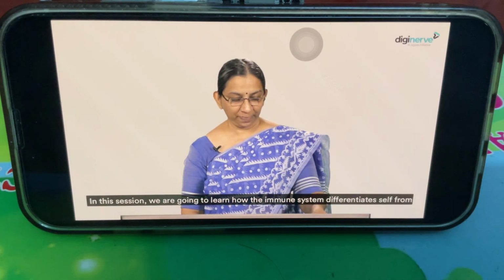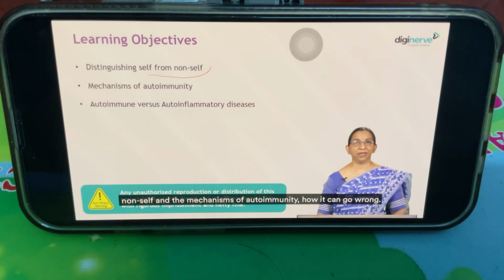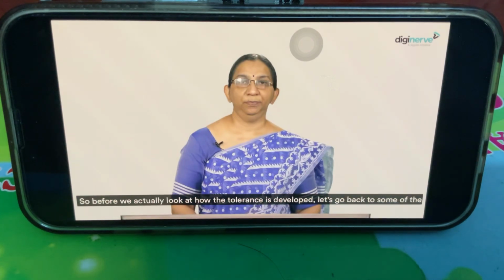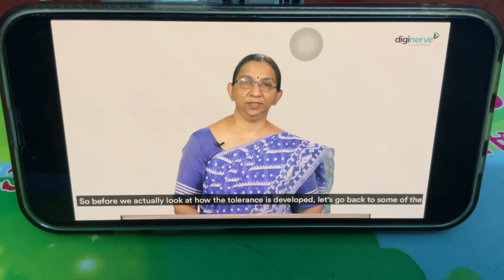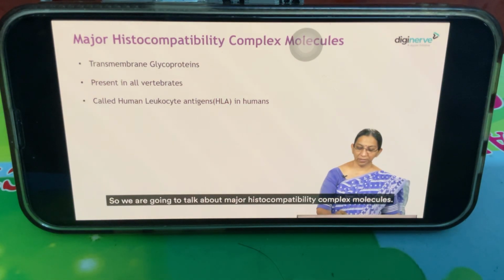So in this session, we are going to learn how the immune system differentiates self from non-self and the mechanisms of autoimmunity, how it can go wrong. We're also going to look at autoimmune versus autoinflammatory diseases. So before we actually look at how the tolerance is developed, let's go back to some of the basics. So we're going to talk about major histocompatibility complex molecules.